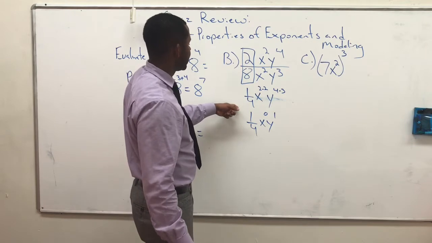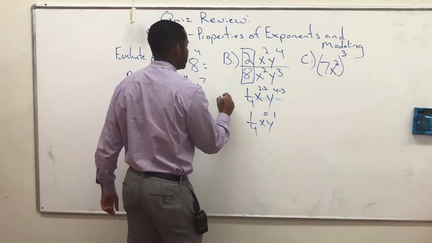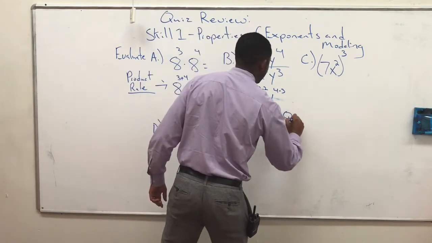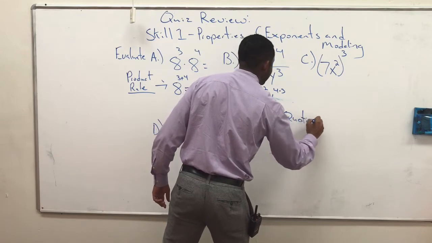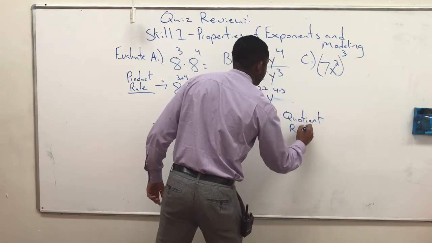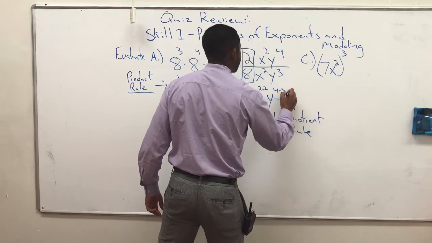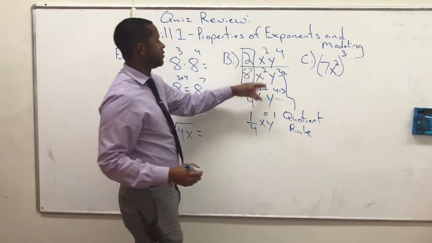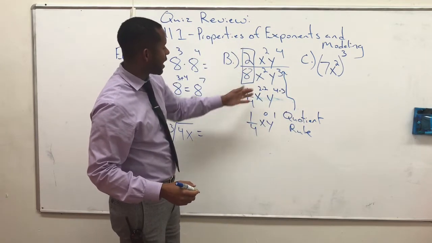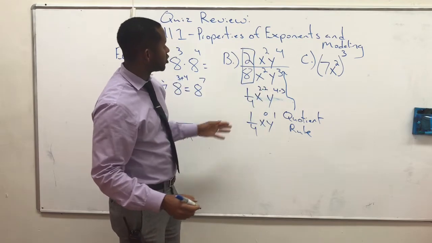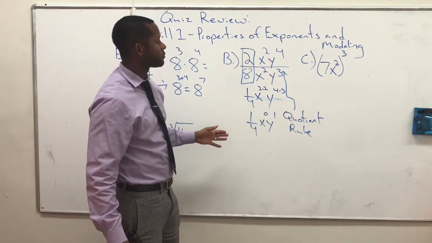Okay? So we did that one. That is our quotient rule. That's the quotient rule, because you're dividing. When you see the exponents of the same base being divided, you ultimately subtract the exponents.